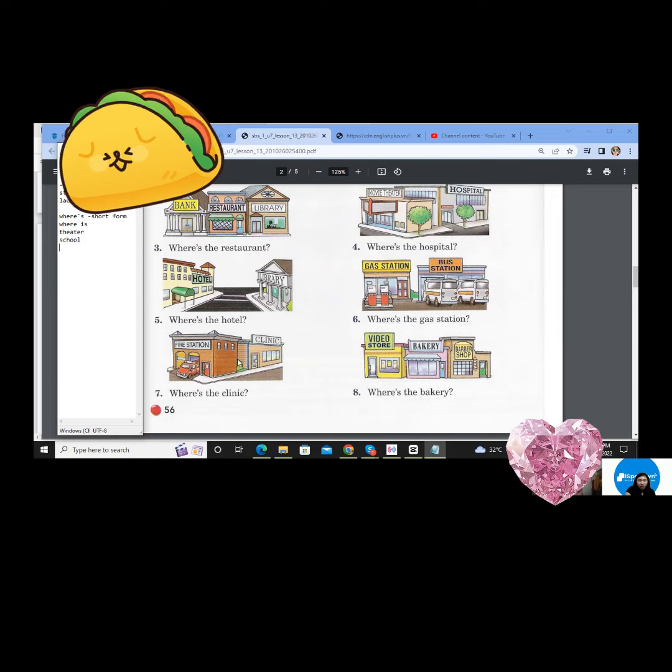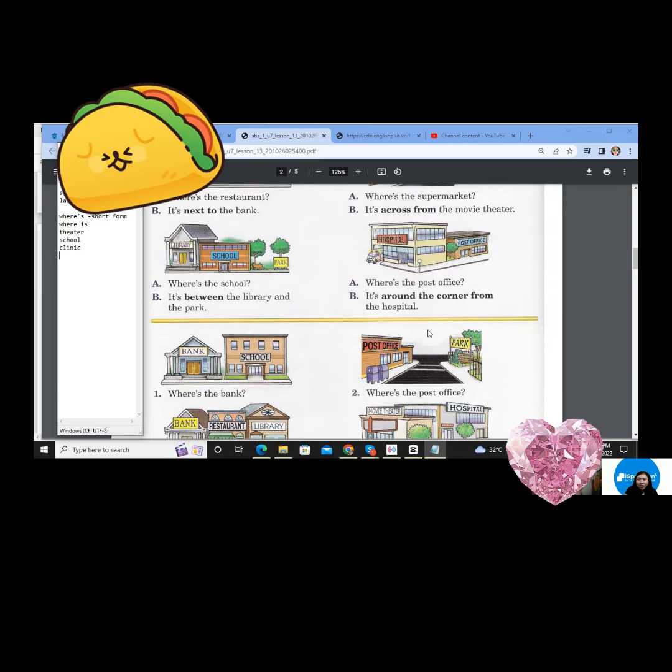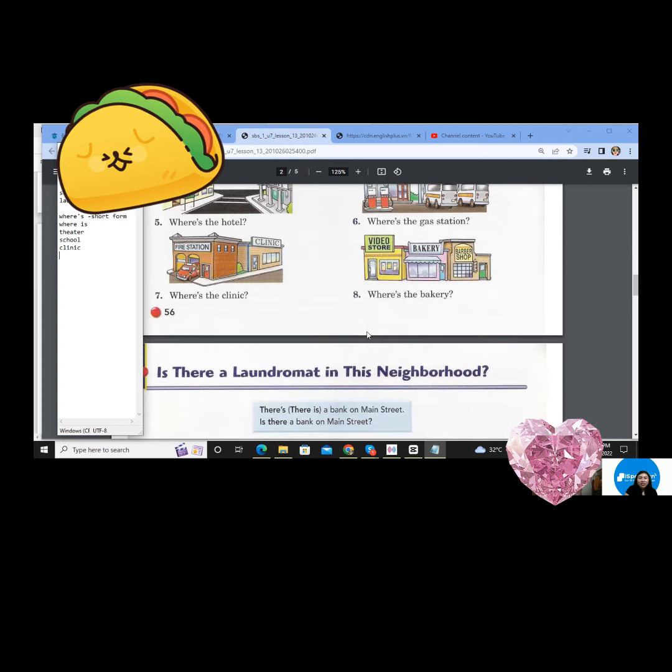Okay, so here, where's the clinic? Here is the fire station, and here is the clinic. Where's the clinic? The clinic is around the corner from the fire station. Okay, very good. Around the corner from. Fantastic.